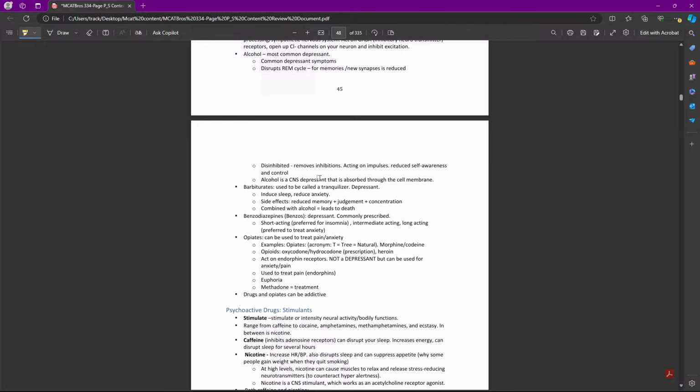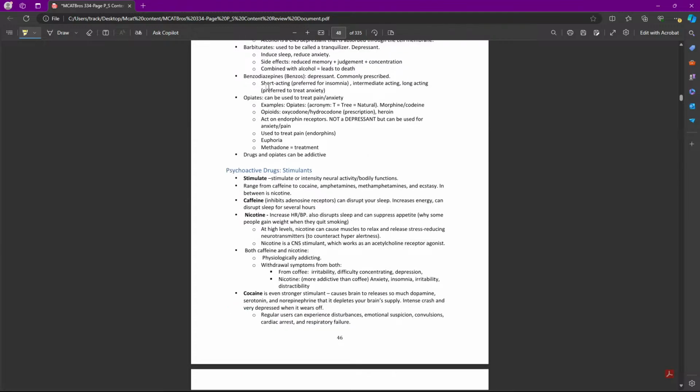Barbiturates used to be called tranquilizer depressants. They induce sleep and reduce anxiety. Side effects: reduced memory, judgment, and concentration. Combined with alcohol, they can lead to death because of competitive inhibition. Benzodiazepines are commonly prescribed depressants: short acting for insomnia, intermediate acting, and long lasting for anxiety.